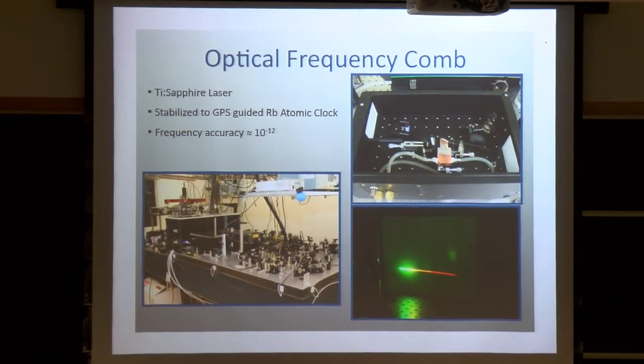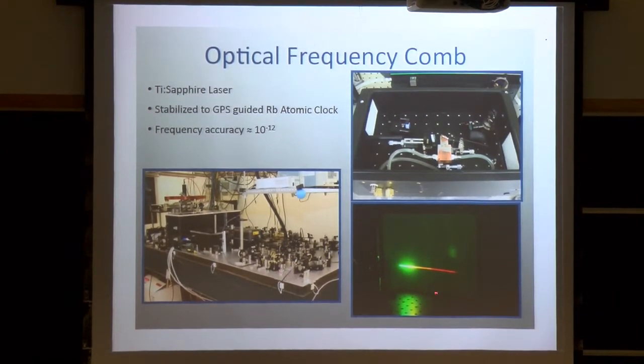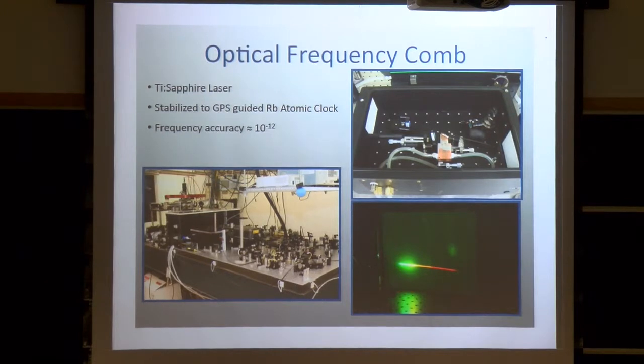So here you see at the top, this is our laser cavity. These are some of the optics used to control it. And then this is the output of the comb off the diffraction grating, so you can see the full spectrum of light there.